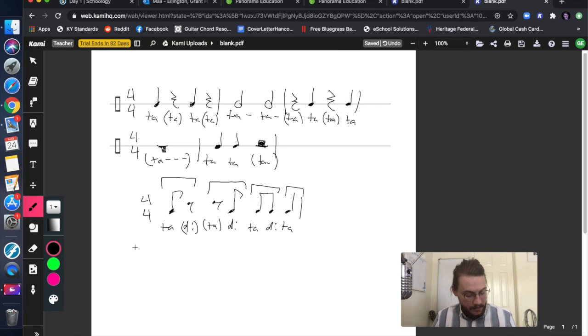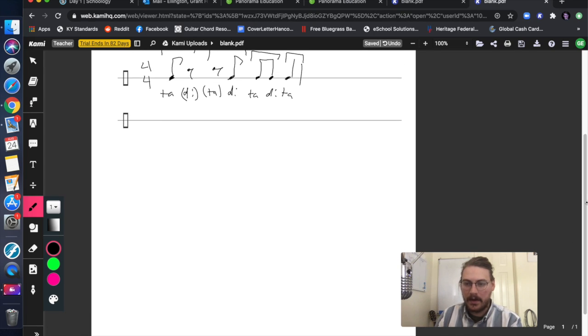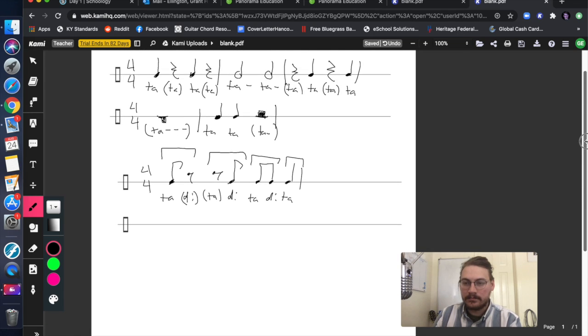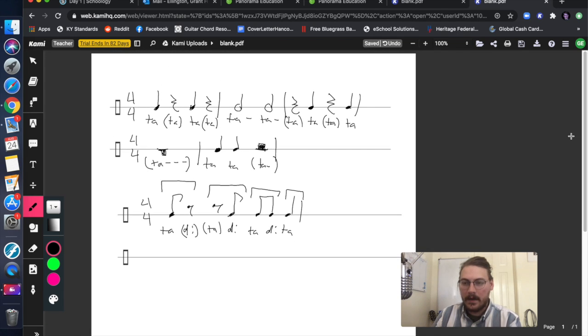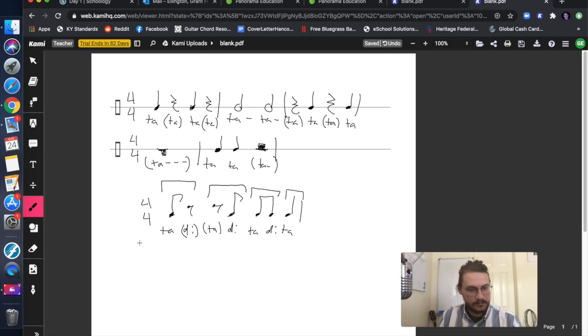So we're going to have a lot of chance to work with these as we play instruments also, so this will start making a lot more sense. But this is the introduction to it. And this is how we're going to be thinking about it the entire time we are reading music. So, let's do one more example. If I get my pen to work today.